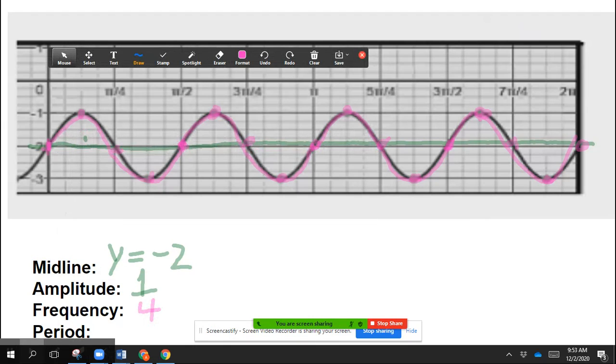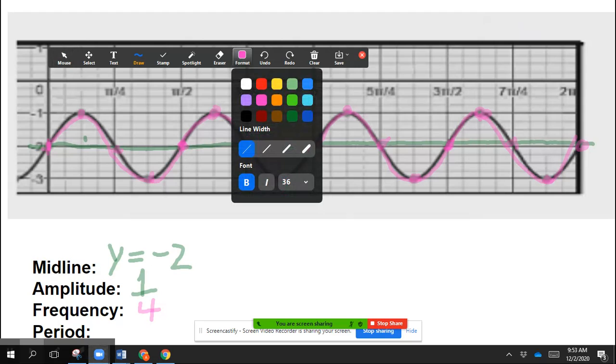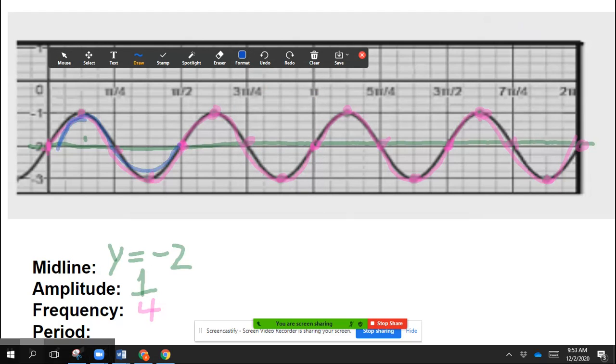And so the period is 2 pi over b. 2 pi over 4 is pi over 2, which means one pattern completes with a length of pi over 2, which you can see here in blue. One pattern has a period of pi over 2. So for our equation, we're going to write y equals, our amplitude is 1, so we don't need to write 1. We know our function is a sine graph, and our b value is 4x, and then minus 2.